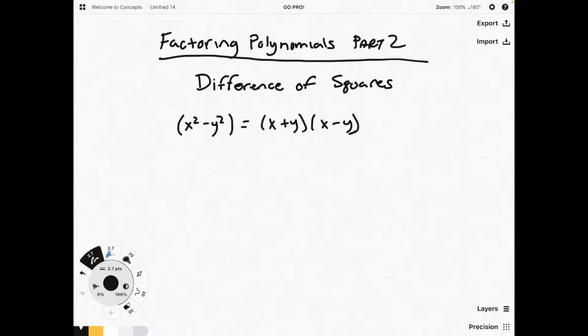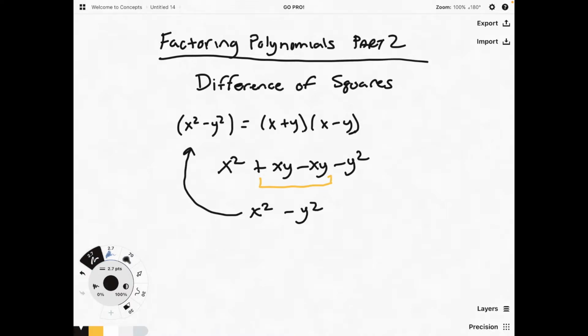So the first rule we want to look at is called the difference of squares. This rule states that if you have an equation, x squared minus y squared, that will factor down into the quantity x plus y multiplied by the quantity x minus y. If you were to multiply the factors together, you will get x squared plus xy minus xy minus y squared. And we see that the opposite signs in the middle terms cancel one another out. And therefore, you're left with x squared minus y squared, which is the exact same thing as our original equation.